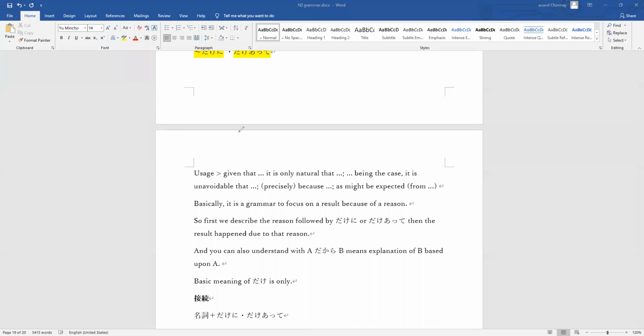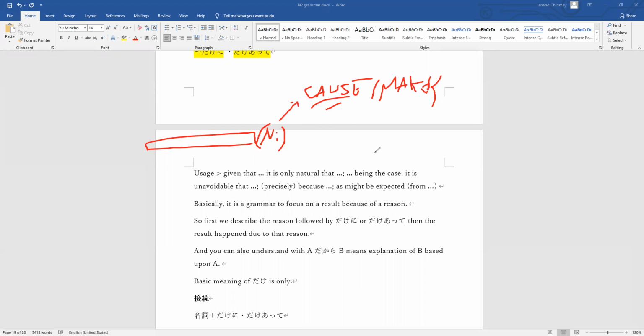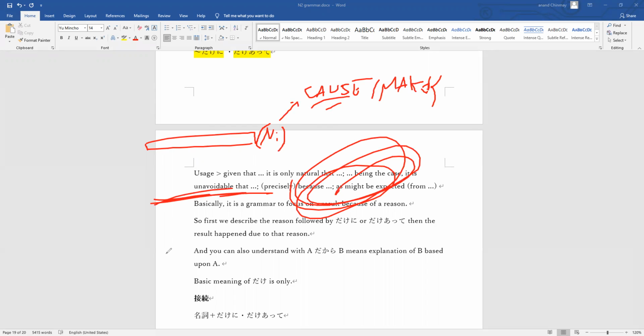So dake ni, and with the ni we are marking this whole phrase, like this is the reason, because the ni particle most of the time we use for marking things, like marking the cause. Sometimes we use the ni particle to mark the cause, and sometimes to mark the cause maker, like due to whom this happened. So dake is only, this is the only reason, that's why this is happening. So first there will be a reason, and then this is the case, that's why this is basically the conclusion.